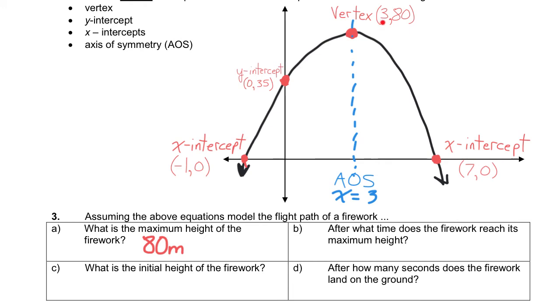So the time must be 3. We will assume the units are seconds. So we're going to say that it reached its maximum height after 3 seconds.